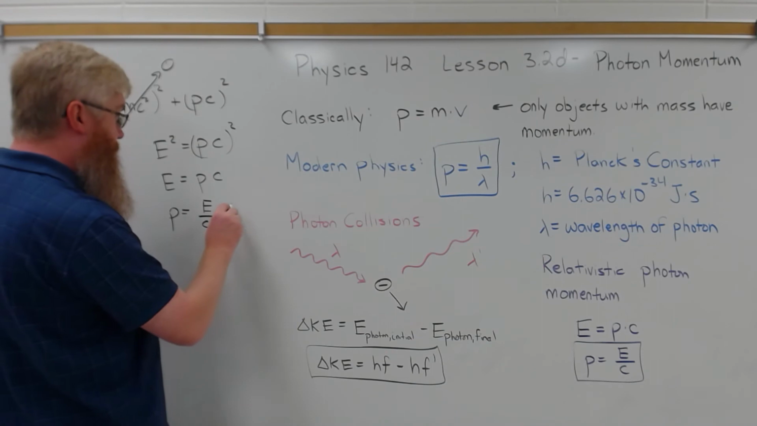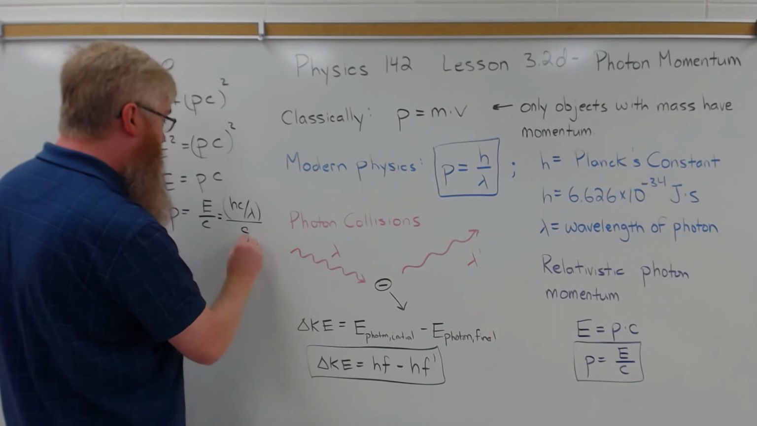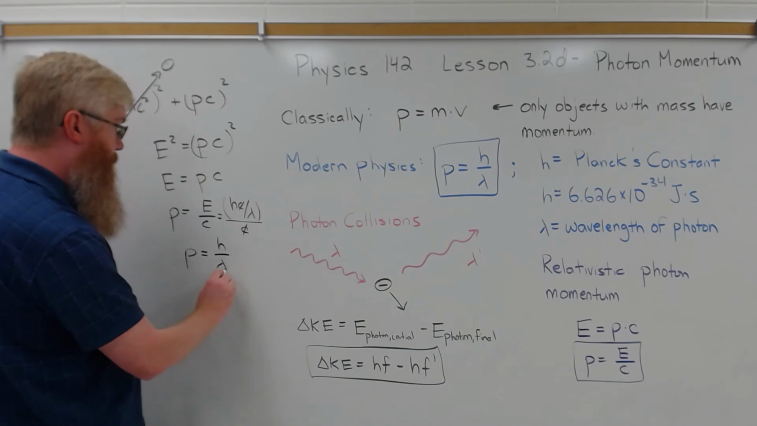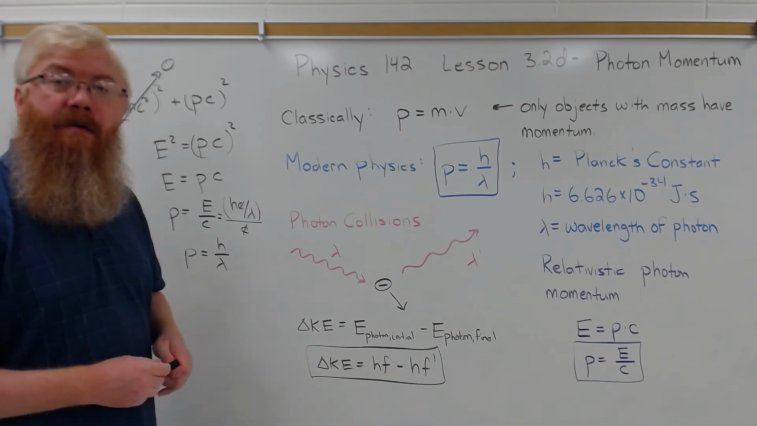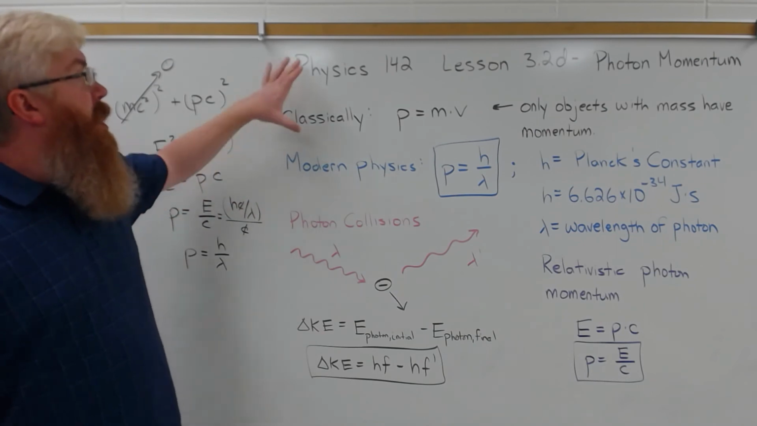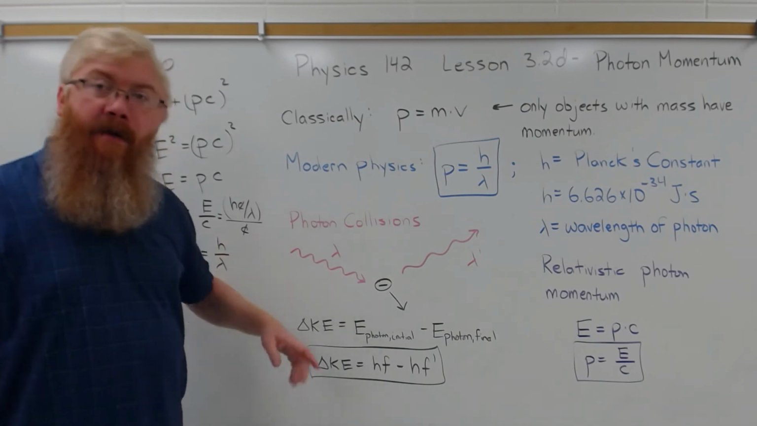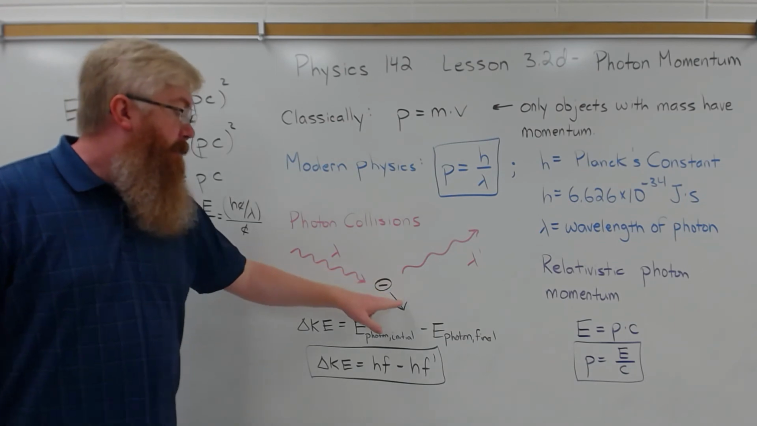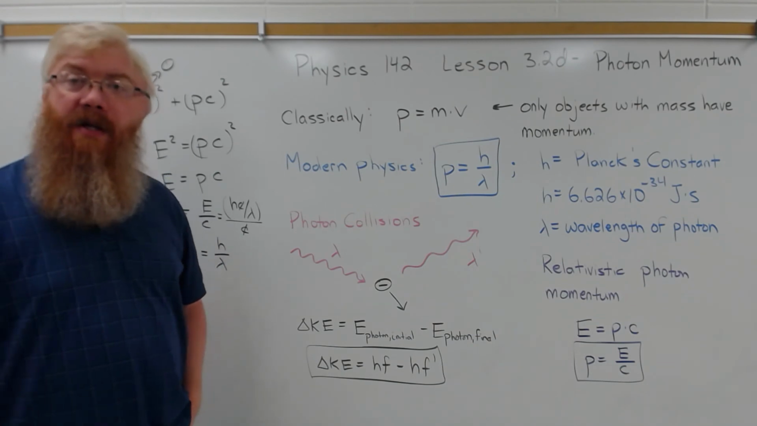Energy of a photon is hc over lambda divided by c. The c's cancel. Momentum of a photon is h over lambda, which is what we have here. So the relativistic momentum of a photon is the same as the momentum of a photon. So photons carry momentum. So in these collisions, we can calculate the momentum coming in, the momentum leaving, in the x and y axes if we have to, if it's a two-dimensional collision, how much momentum is transferred to the electron, figure out the electron's velocity, figure out the change in the electron's energy.